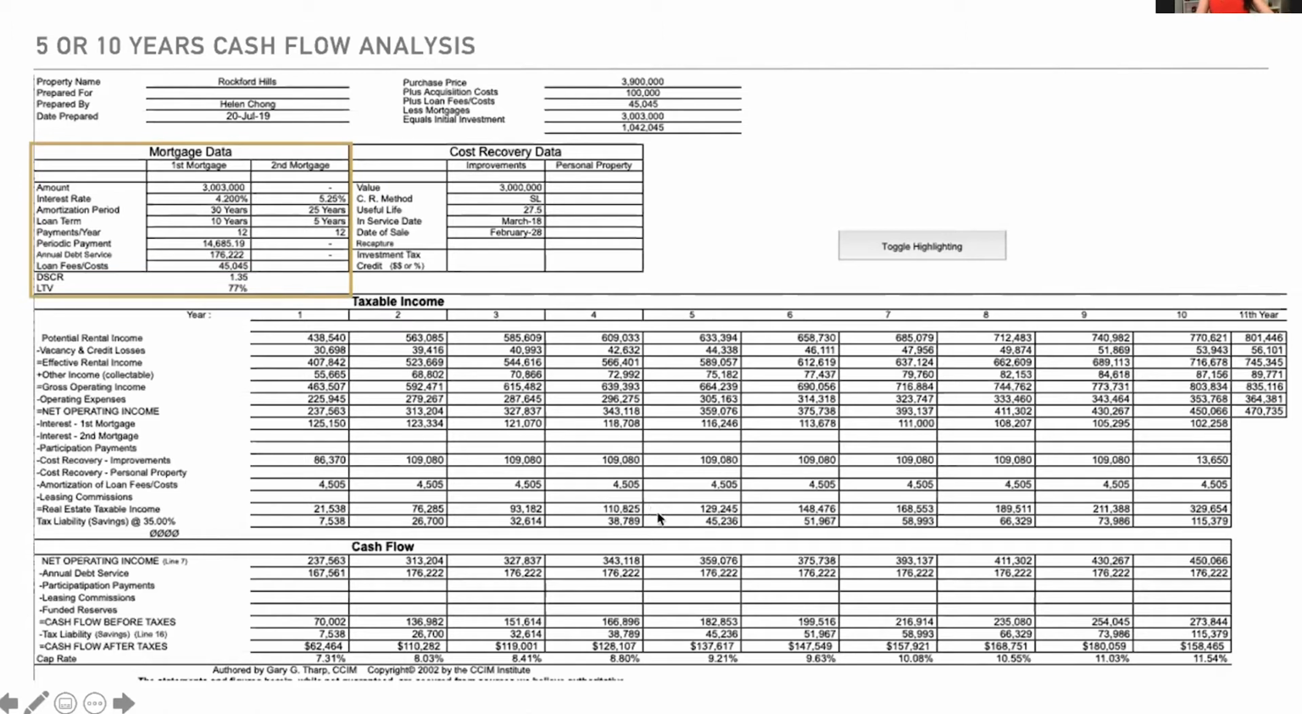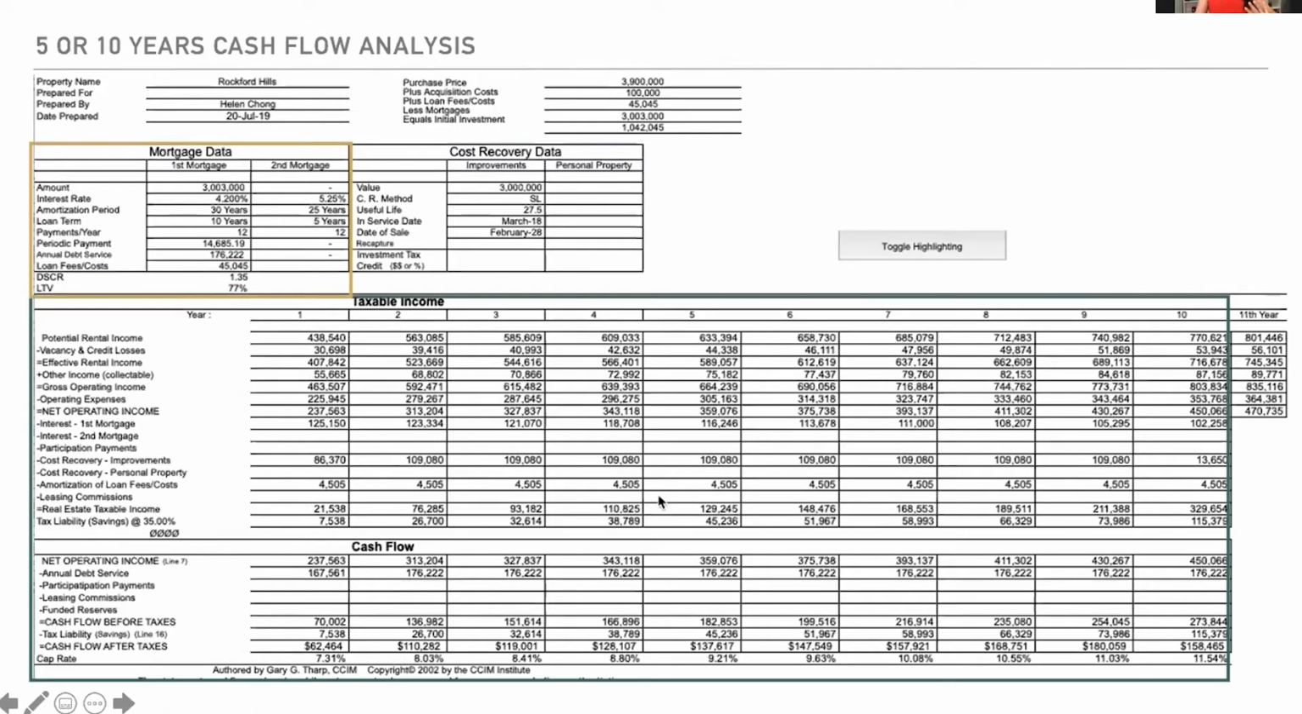Now this page has 3 different sections. One is the mortgage data. Next one is about the taxable income and the cash flow. And you'll notice that on this one, we have an 11th year number. The reason why we have an 11th year number is because if we decide to sell in the 10th year, then we need the 11th year number to calculate what our 10th year sales price is going to be, right? We need the net operating income in order to calculate sales price. This is why we have the 11th year number.